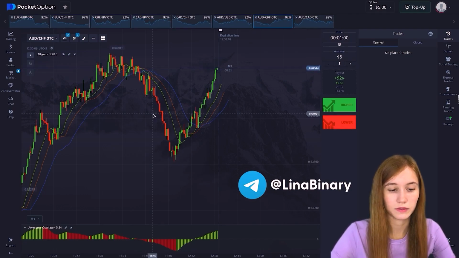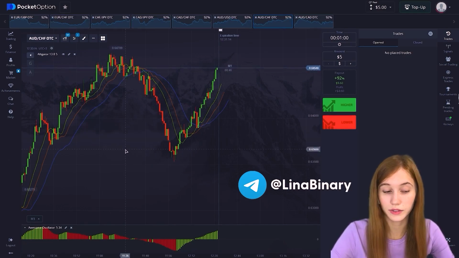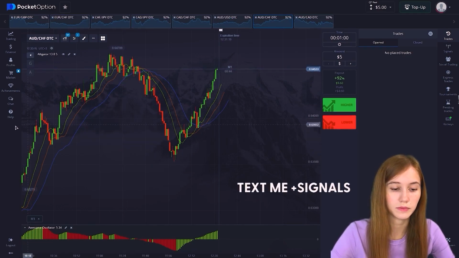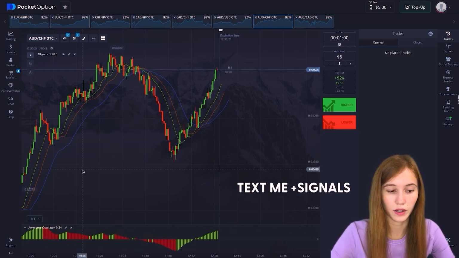Today, the main assistant, so to say, is technical analysis, and the auxiliary ones are the Alligator indicator and the Awesome Oscillator. We will use them for our strategy.